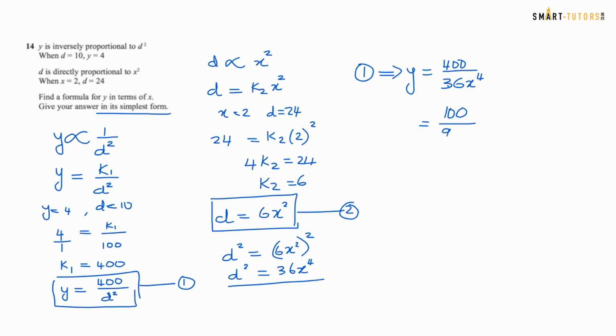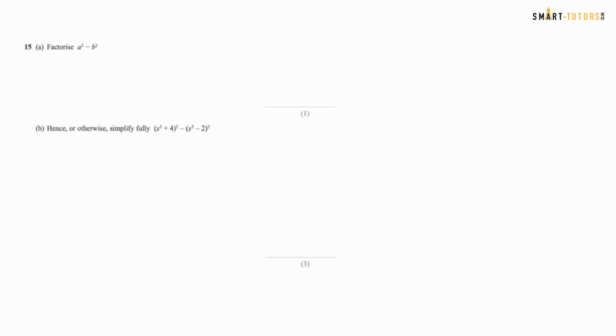They're asking for its simplest form, so I'm going to divide both sides, the numerator and the denominator, by 4. So I end up with 100 over 9x to the power 4. That is the y, and that is our final answer.